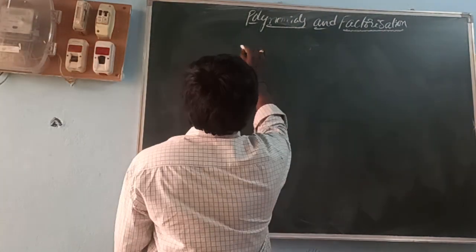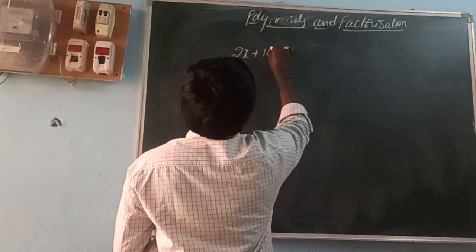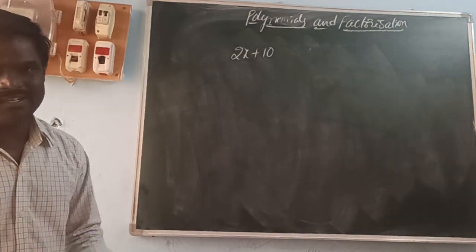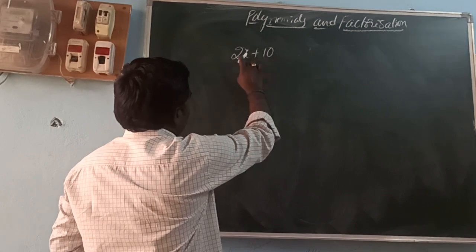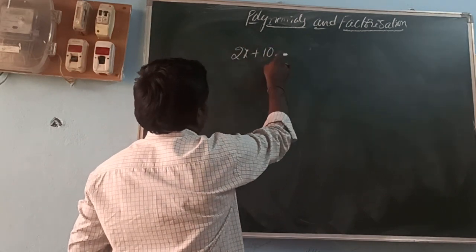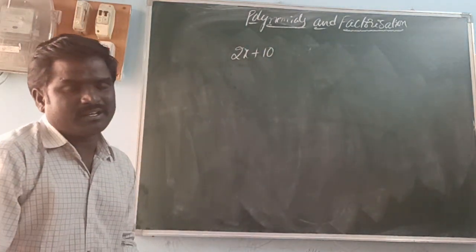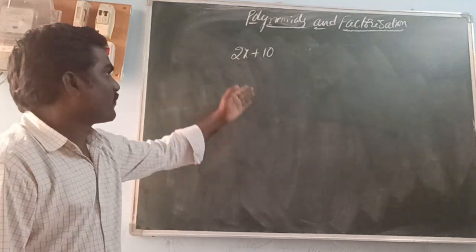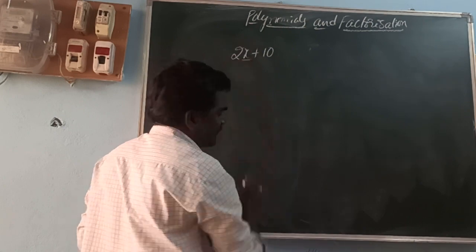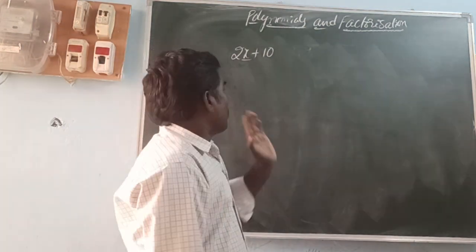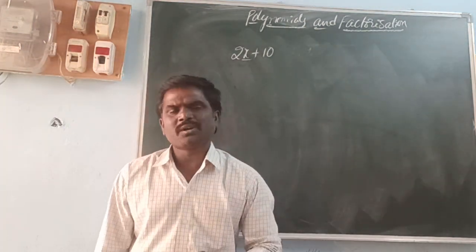Okay, here 2x plus 10. It is one algebraic expression or a polynomial. It is a polynomial. Why? Here how many terms are there? Two terms. First term degree is 1, next term is 0. So the terms' degrees are non-negative integers. So therefore it is a polynomial. Okay, here what is the unknown thing value here? X.